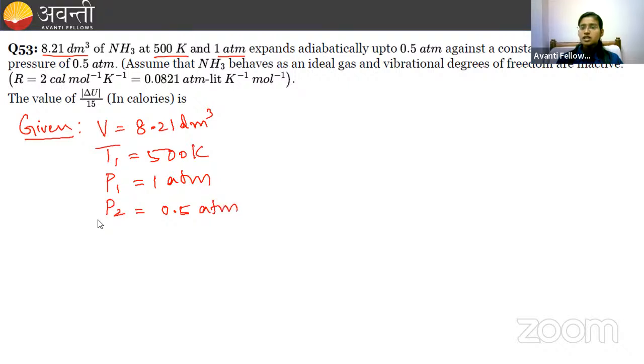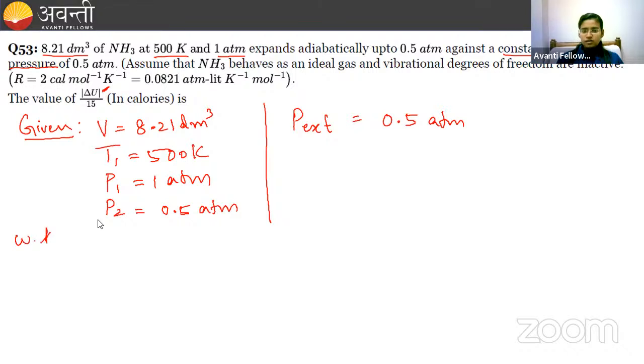Against a constant external pressure. So the constant external pressure is also given as 0.5 atm. Okay. And R values are given, adiabatic process it is. So now what we need to find out? We need to find out the del U. Okay. So let me solve this.